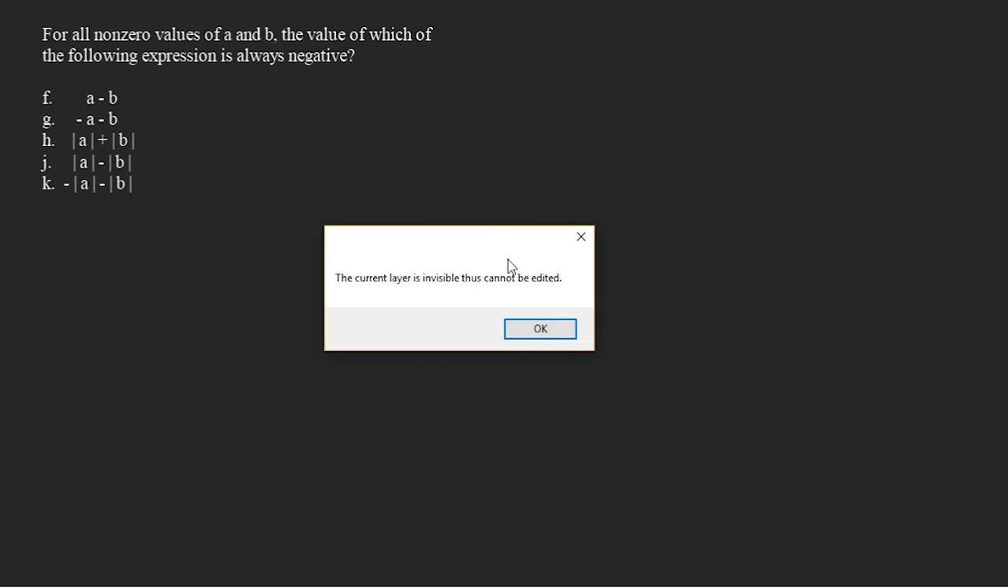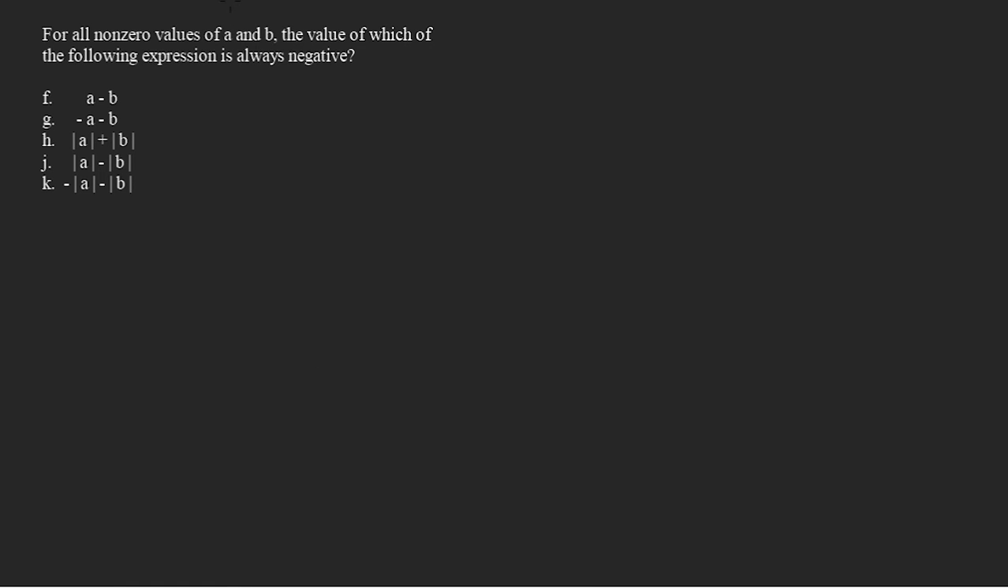So I'm just going to dive right in. I'm going to do a little bit of freestyling on this one for fun. If A, I'm going to plug in values of 5 minus 1, that's equal to 4. It's looking for a negative answer. That's positive, so I'm going to eliminate F.